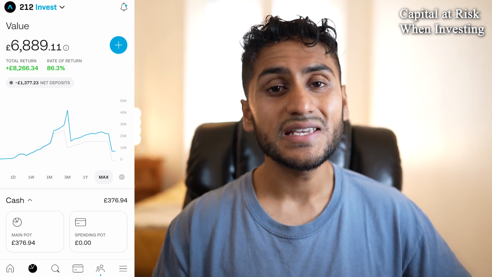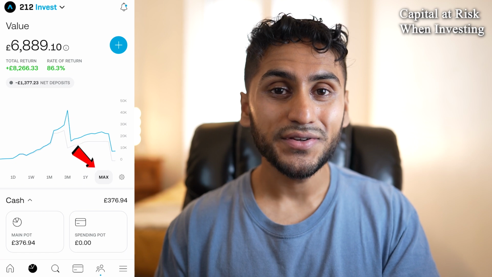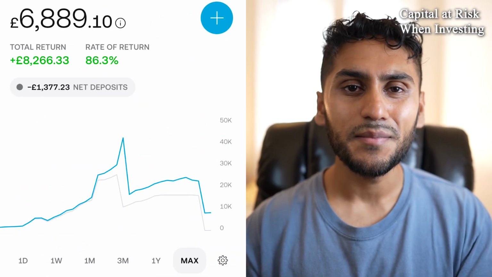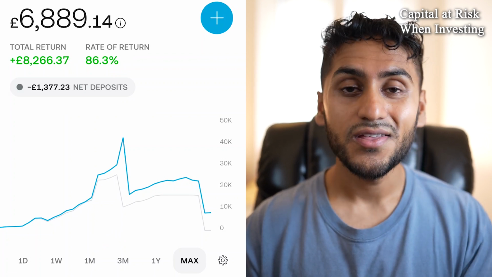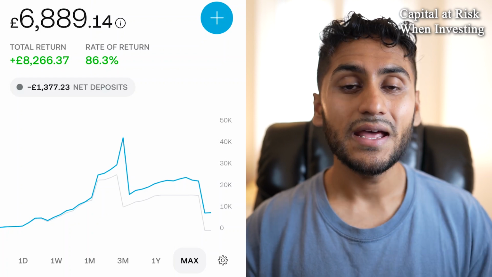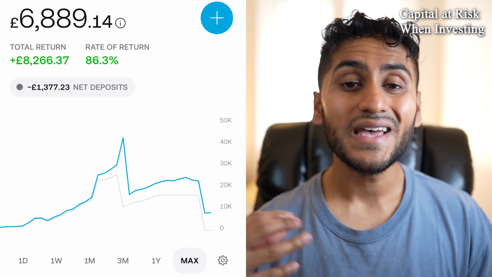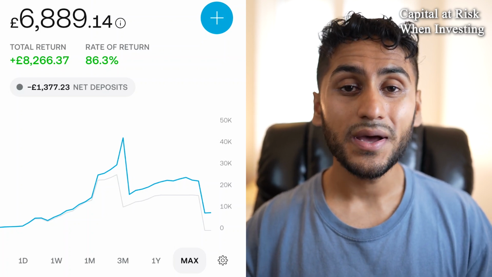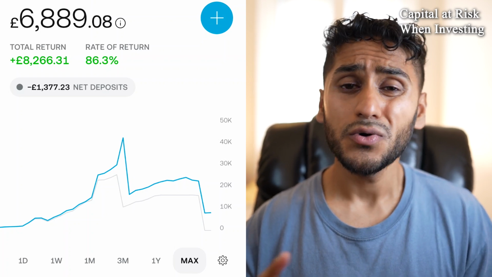So as you can see, this is my Trading 212 Invest account. Now, if I hit the maximum time period on this graph, you can see my graph has a very weird profile, and you'll also see that my net deposits are in the negative at negative £1,377. Now, the way I use my Trading 212 Invest account is once I have maxed out my Stocks and Shares ISA, any extra money goes into my Trading 212 Invest account. I invest that or keep it as cash.